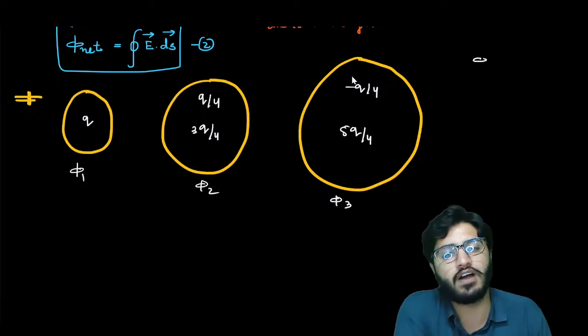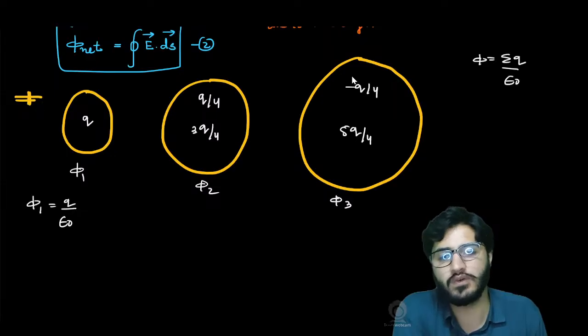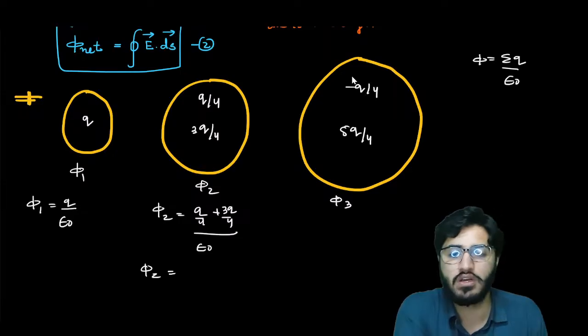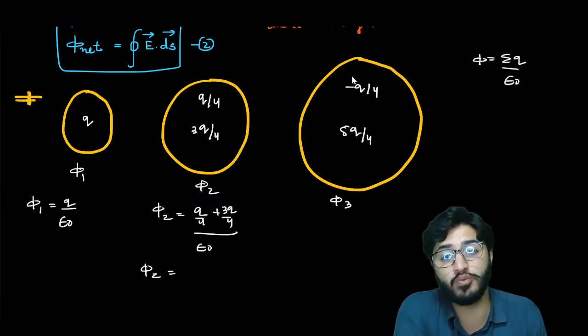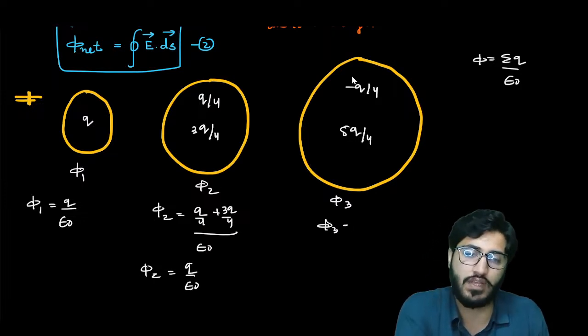Sir, we know that phi is equal to inside charge by epsilon naught. So what is the inside charge? Phi 1 has inside charge only Q by epsilon naught. For phi 2, the inside charge is Q by 4 plus 3Q by 4 divided by epsilon naught. Q by 4 plus 3Q by 4 will be 4Q by 4, the 4 cancels out, it will be Q by epsilon naught. For phi 3, it will be 5Q by 4 minus Q by 4 divided by epsilon naught, which is also Q by epsilon naught.